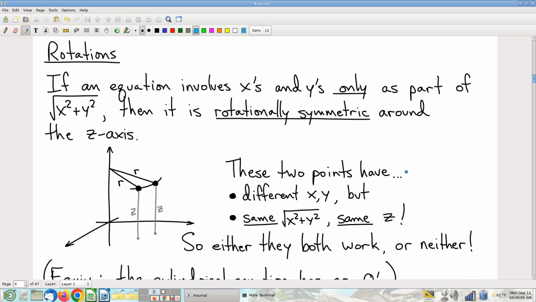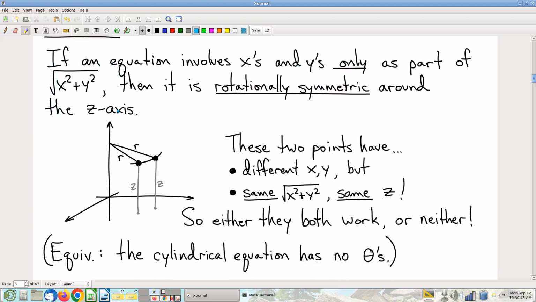multivariable equations. If you're looking at a rectangular equation, and if x and y appear only as part of an expression like this, square root of x squared plus y squared, or x squared plus y squared, or x squared plus y squared quantity cubed. The point is, if you can write it in terms of square root of x squared plus y squared in any way, then your surface is rotationally symmetric around the z-axis. It's a very powerful geometric conclusion that we get from, again, sort of a casual observation.